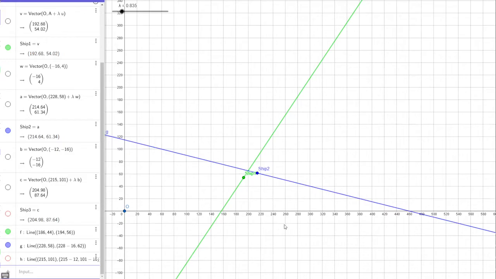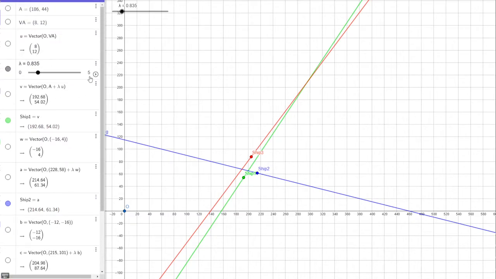Let's just have a look at what happens when we include ship 3 in this equation. Now, ship 3 is traveling along this line here, and you can see ship 3's line does cross with ship 1's, but the question is, will they cross at the same time? So we'll just play the slider for a little bit, and you can see that definitely they're not going to cross, because ship 3 is actually traveling in the opposite direction to ship 1.